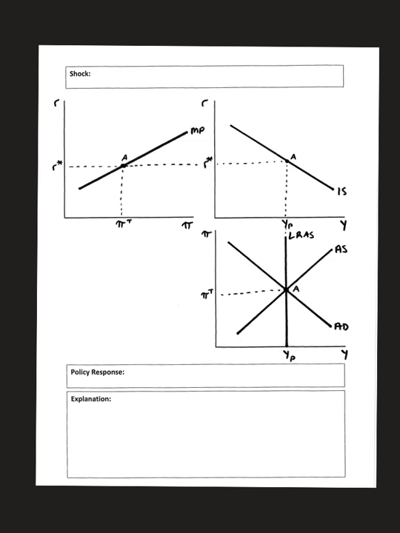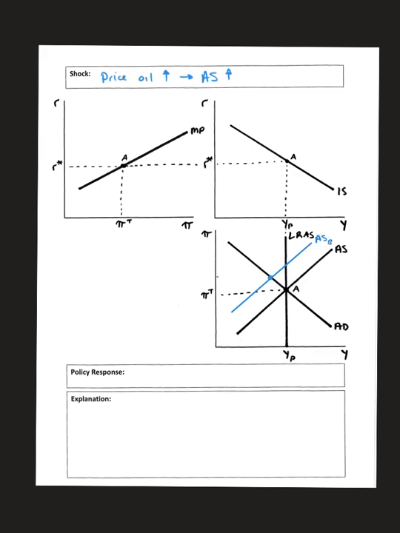The next shock we're going to look at is a temporary supply shock. We look at the price of oil suddenly increasing. So a temporary increase in the price of oil, which will shift my short run aggregate supply curve up. Let's see what that does to our economy. So it shifts this aggregate supply curve up as we see here. So we'll call this aggregate supply sub B.